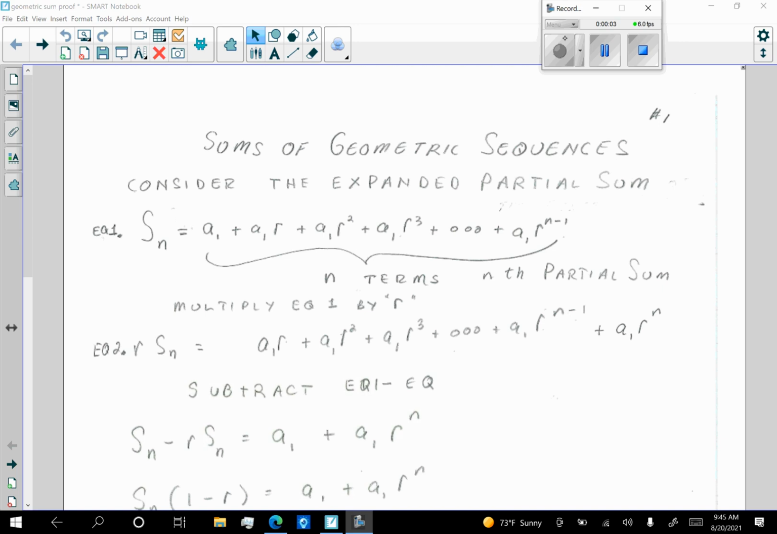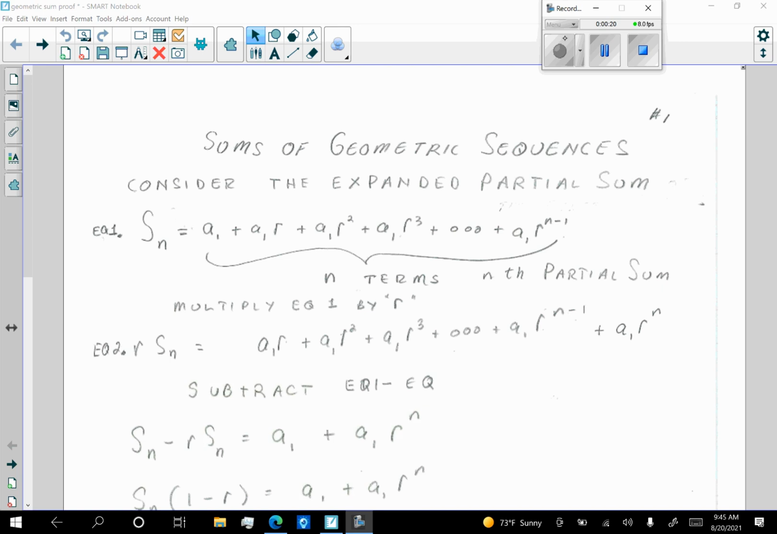Okay, so here we go. We're going to review the sums of geometric sequences. Sums is plural because we're going to talk about two different types of sums, partial sums and infinite sums.